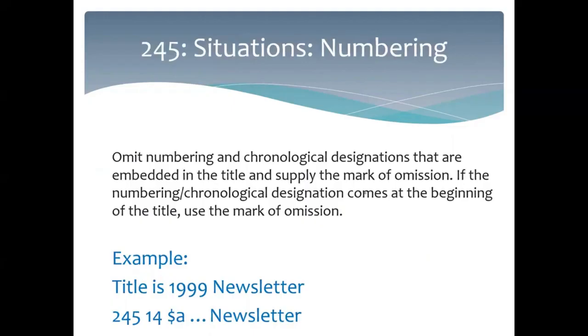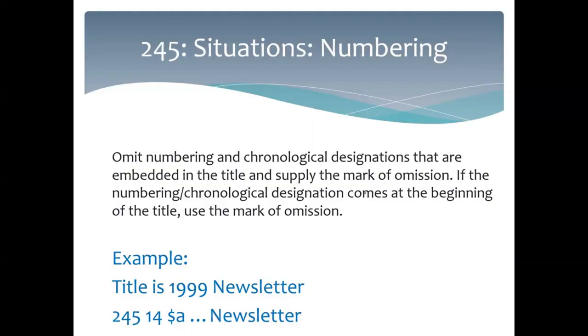This is just some of these little granular details of things that catalogers decide they want to drive people nutty with. But if numbering starts or chronological designation starts the title, we apply what's called a mark of omission, which is the little ellipses, the 3 dots. So you wouldn't start a title with 1999, you would just start it with the 3 dots. So you might see that.